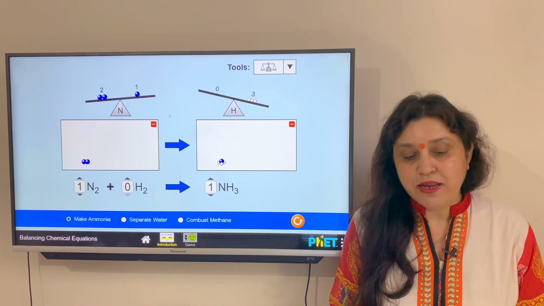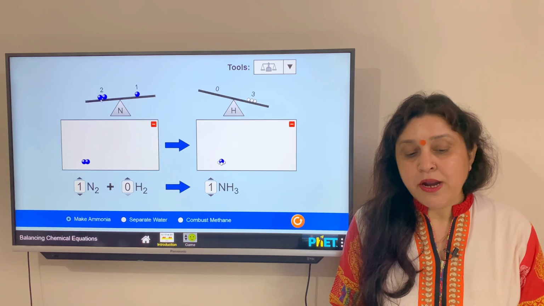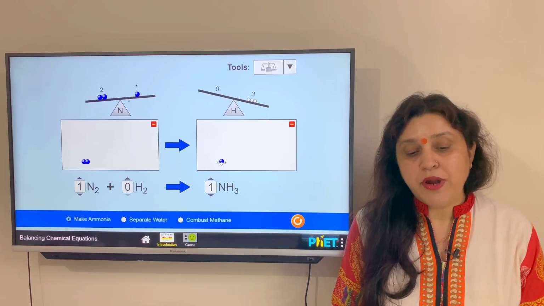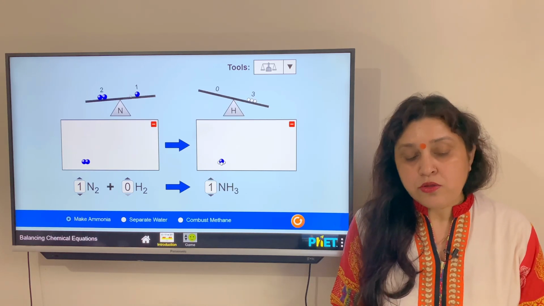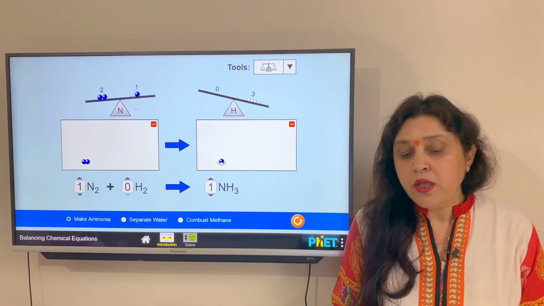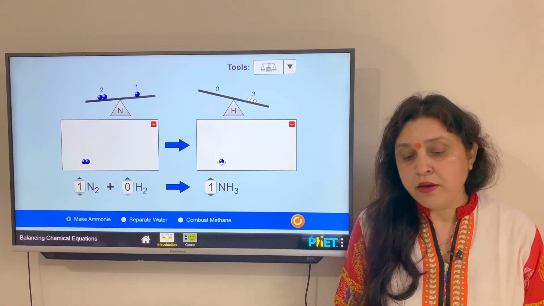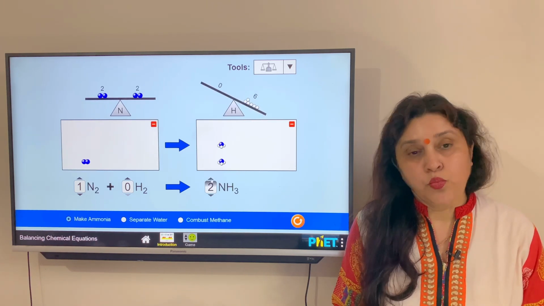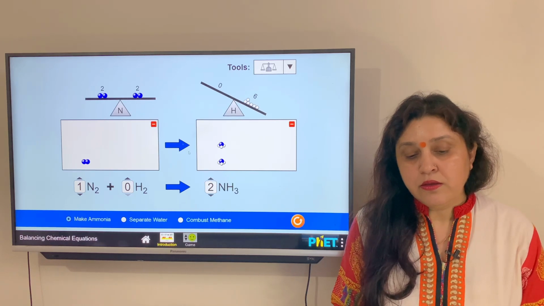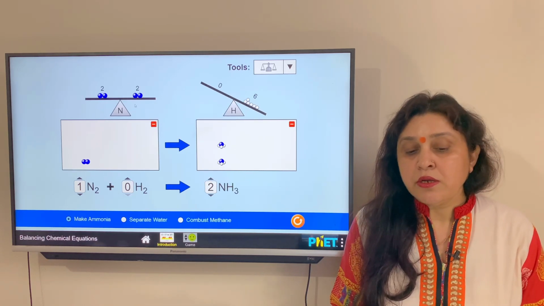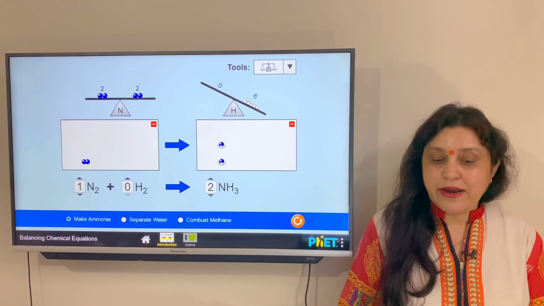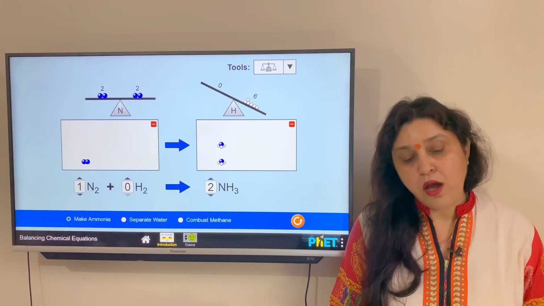Now when we see this balance, there are 2 atoms of nitrogen on the reactant side and 1 atom of nitrogen on the product side. So we will increase this number from the product side. Again, when I click here, 2, and you see that nitrogen is balanced on both the sides, that is on the reactant side and also on the product side.